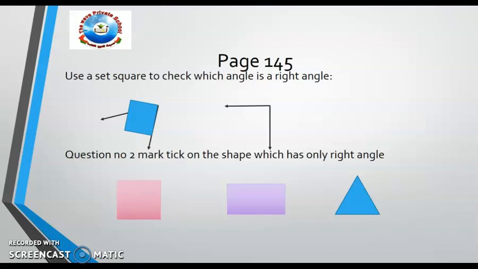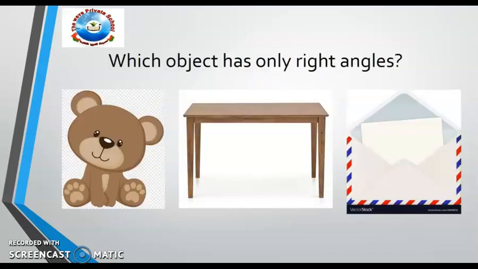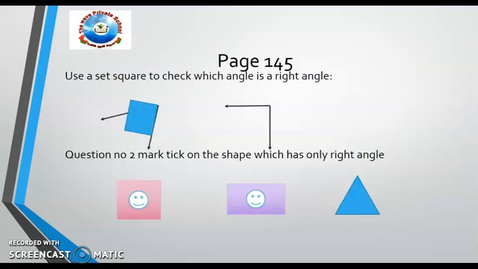Yes? Let's see. Yes. So the correct answer, I will put a smiley face if it is correct. Okay. So this shape, does it have all right angles? Yes or no? Yes. Let's see. Yes. Very good. And this shape, does it have all right angles? No, it's not getting a smiley. It means only these shapes have right angles.